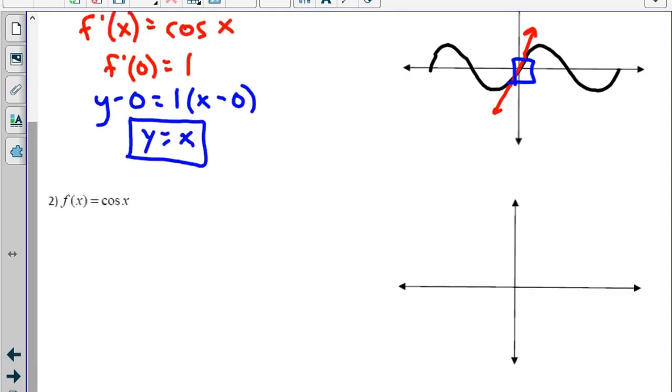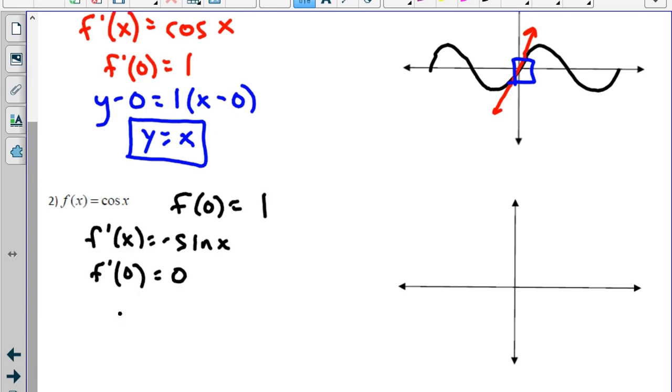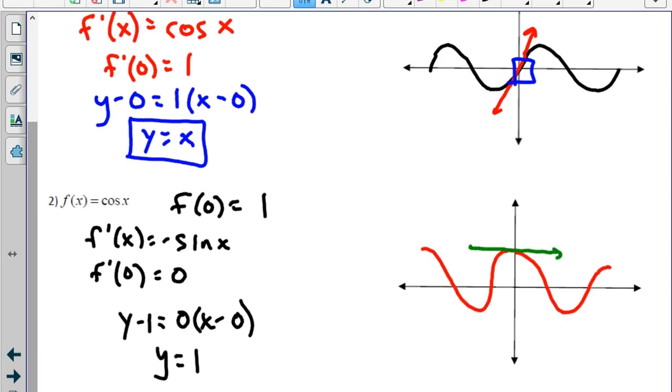Number 2, f of x equals cosine x. Y minus 1 equals 0 times x minus 0. When we solve, we get y equals 1. This should make sense, since if we graph cosine, we end up with a horizontal tangent line at 1. Once again, if we zoom in, it ends up being locally linear. So that equation of the line y equals 1 looks really close to the function at those values.